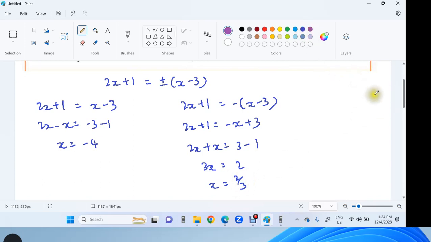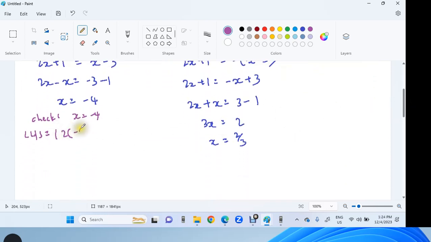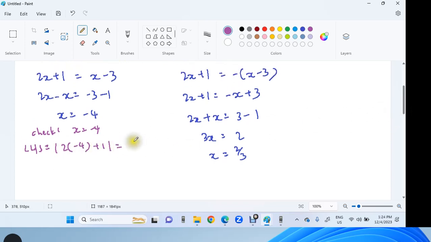Now what we need to do is check. For x equal to negative 4, the left hand side is modulus of 2 times negative 4 plus 1, which is modulus of negative 7, so it is 7. For the right hand side, modulus of negative 4 minus 3 is modulus of negative 7, it is 7. No problem, both of these are the same. So this is a solution.